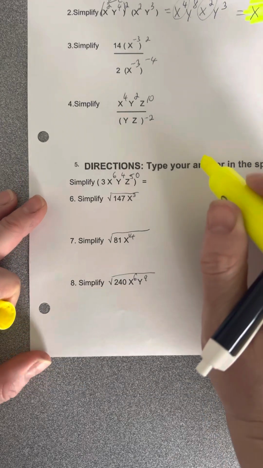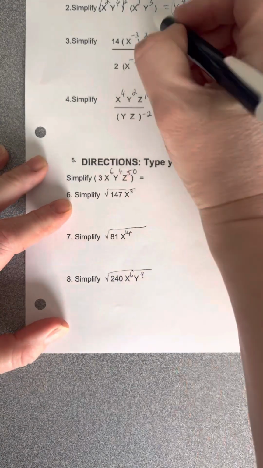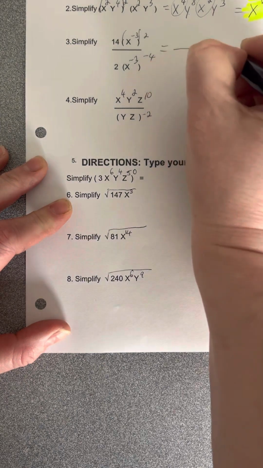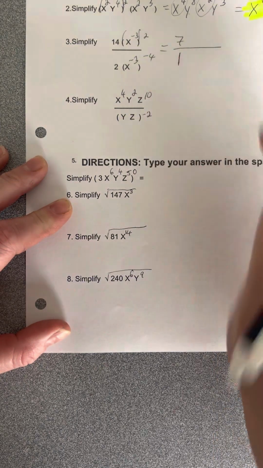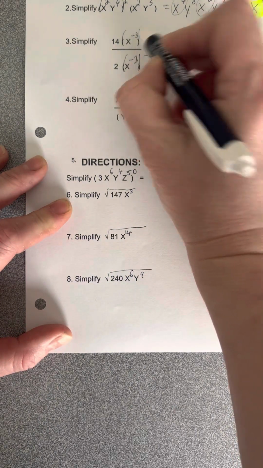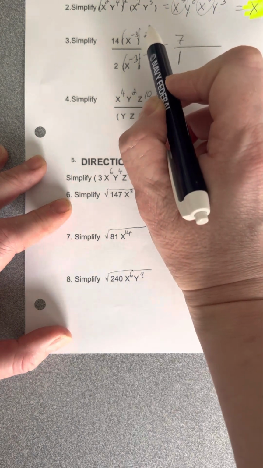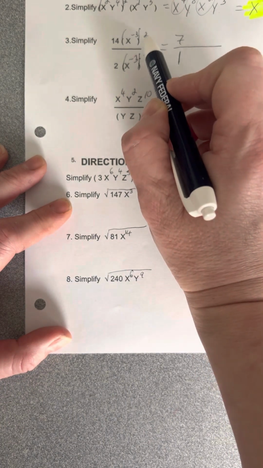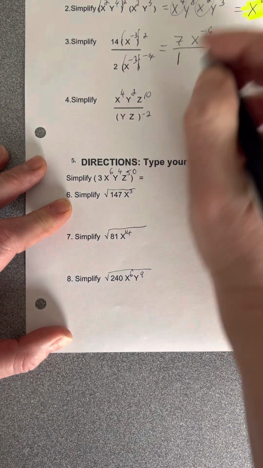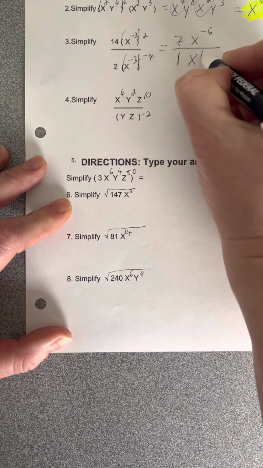All right, number 3. We have a fraction, 14 divided by 2. I would take care of that first. So 7, and we want to make it still a fraction, 7 over 1. Now, we have some powers. So I'm going to take care of the first one first. Numerator. So 2 times negative 3 gives us negative 6. And negative 3 times negative 4 in our denominator gives us 12.